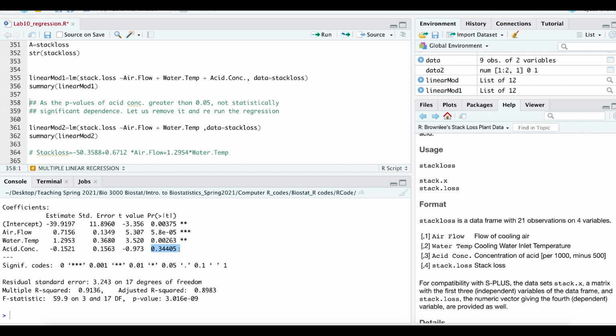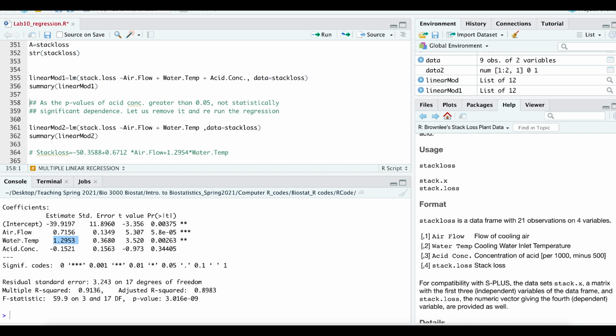Also, what we can say here is that for every unit increase in the airflow, you will have a 0.7156 increase in the stack loss. Similarly, for every unit increase in the water temperature, you will get a 1.2953 unit increase in the stack loss. That's what it says, because it is a linear regression. Those are like slopes.